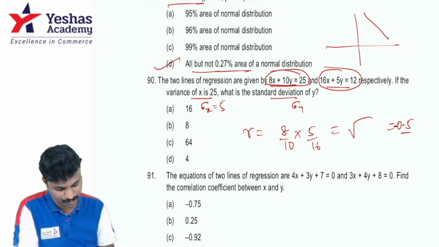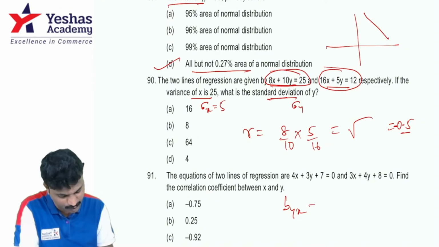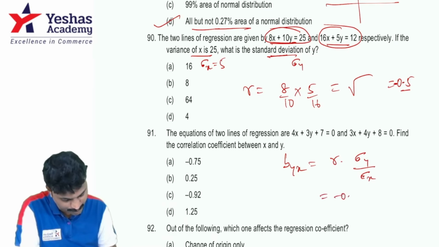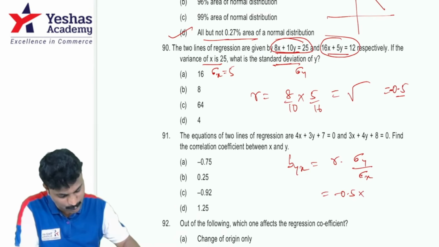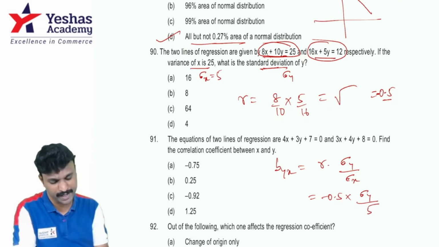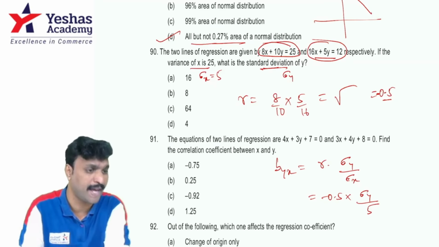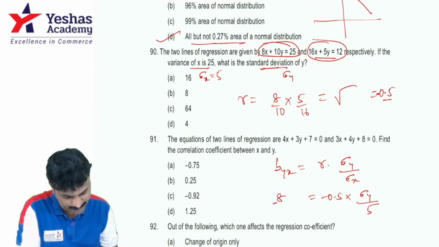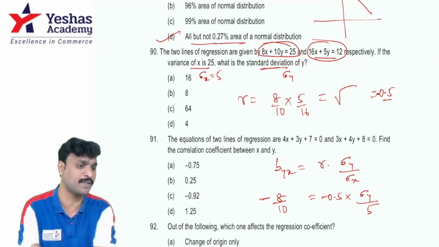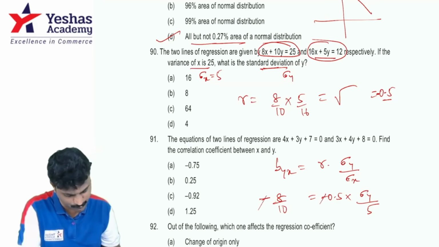Guys, what connects byx and standard deviation? You know, byx is equal to r into sigma y by sigma x. I know the r value, minus 0.5. Sigma y is what we need to find out, and sigma x is 5. Now, what is byx? Byx is the coefficient of x from the first equation, which is nothing but 8 by 10. Please keep in mind that if r is negative, then definitely byx is also negative. So negative, negative, you can cancel off.